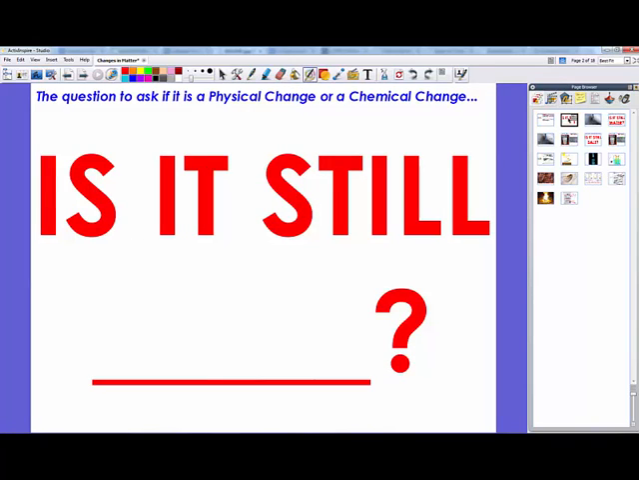First off, I want you to ask your question. The question to ask if you see something, is it a physical or chemical change, is: is it still blank after the change? If it's still the same substance, it's a physical change. If it isn't, it's a chemical change. So let's look at this.